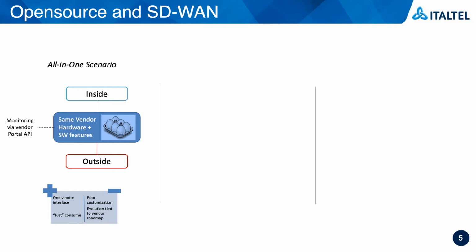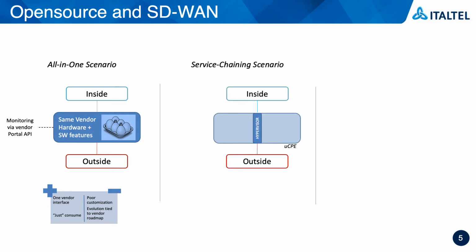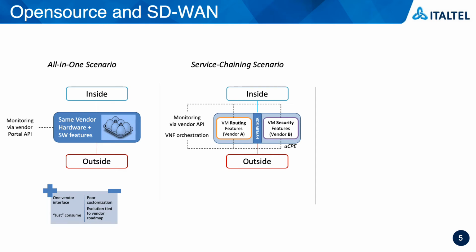Next, you have what I call the service chaining scenario. In this scenario, you have a universal CPE with a hypervisor taking care of the basics of the management of the hardware. On top of that, you can find different VMs, two in this example, one dedicated to routing features, another one dedicated to security features. These VMs have to be orchestrated with a VNF orchestrator, and they are monitored via the vendor APIs. The pros and cons in this scenario are that you can benefit from the best of breed of the solutions on the market, but on the other hand you have to orchestrate the VNFs, and it potentially requires a higher number of resources in the CPE.